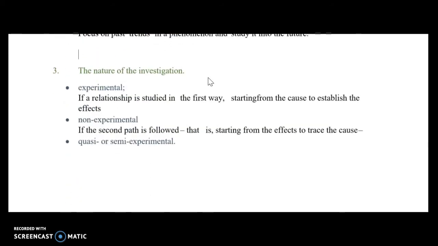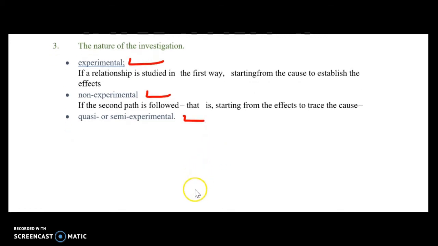The third classification is based on the nature of the investigation, and this is a very general one. We have the experimental design, the non-experimental, and the semi-experimental or quasi one. Experimental, for example, is popular in medicine or in agriculture studies, where you have to control the experiment. You want to see the effect of X on Y. You want to see the effect of a new medicine on treating some health issues.